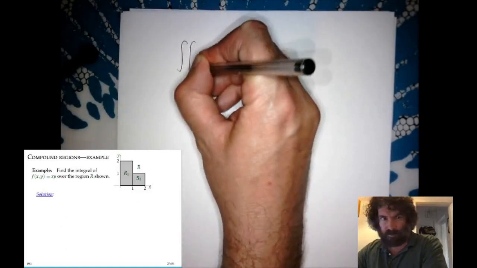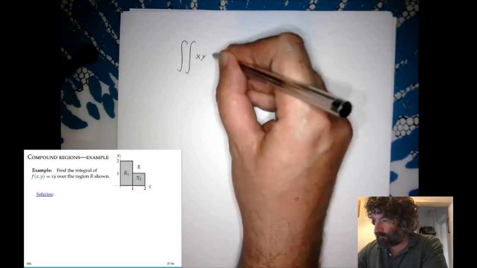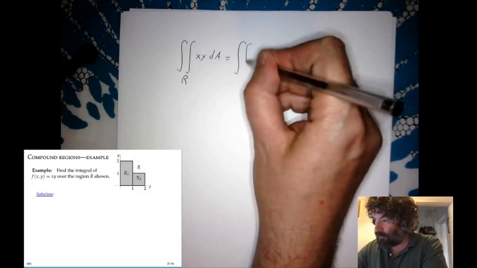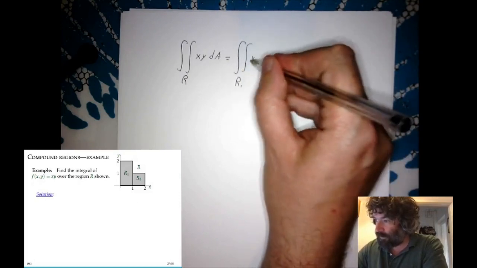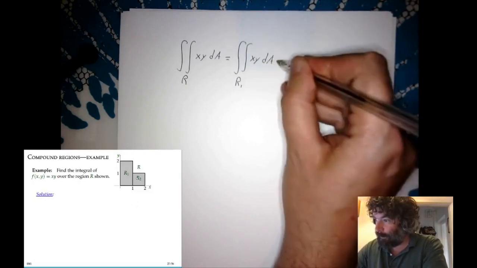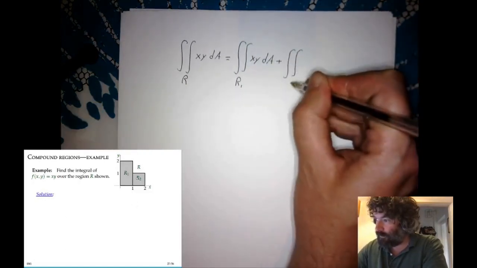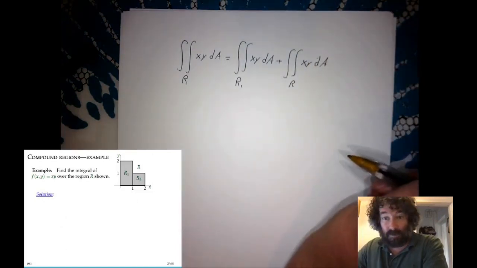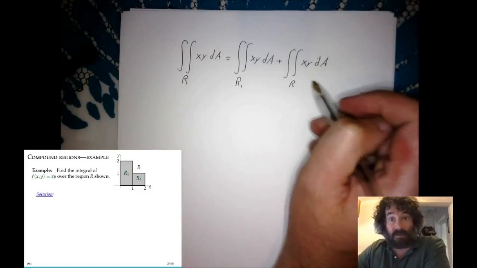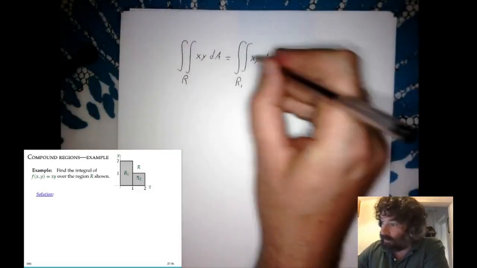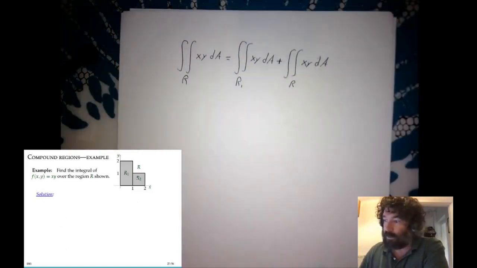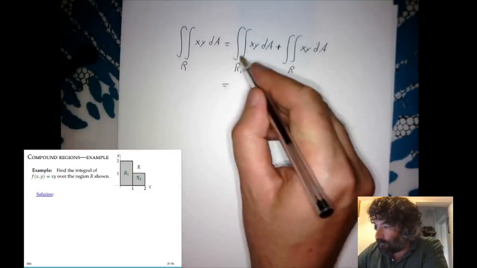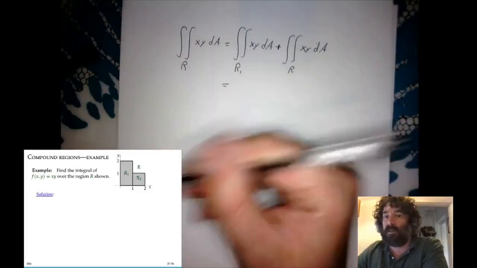So we want to take the double integral of x times y dA over R, and this is equal to the double integral over R1 of x times y dA plus the double integral over R2 of x times y dA. Alright, so now it is simply a case of calculating the two double integrals over rectangles, which is similar to problems we've done in the past. But I'll go through this in order to get a little bit more practice in. So let's convert both of these into iterated integrals.